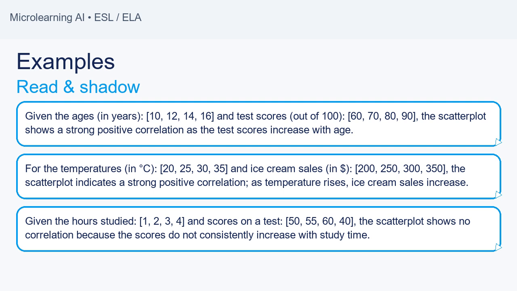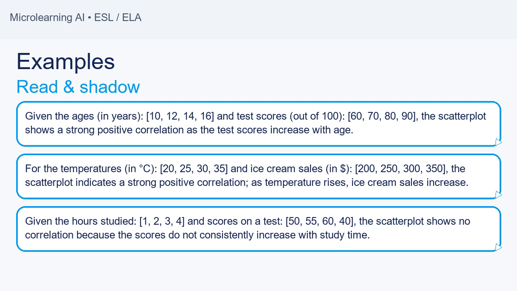Repeat after me. Given the ages in years 10, 12, 14, 16, and test scores out of 100, 60, 70, 80, 90, the scatterplot shows a strong positive correlation as the test scores increase with age. For the temperatures in degrees Celsius, 20, 25, 30, 35, and ice cream sales in dollars, 200, 250, 300, 350, the scatterplot indicates a strong positive correlation. As temperature rises, ice cream sales increase.